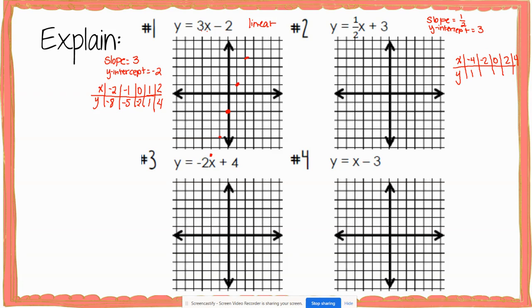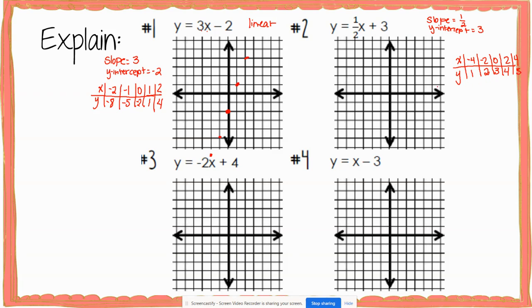When x is -2, I'm going to say 1/2 times -2, which gives me -1. -1 plus +3 is +2. When x is 0, I'm going to say 1/2 times 0, which is 0, plus 3 gives me 3. When x is 2, 1/2 times 2 is 1, and 1 plus 3 is 4. When x is 4, 1/2 times 4 is 2, and 2 plus 3 is 5.